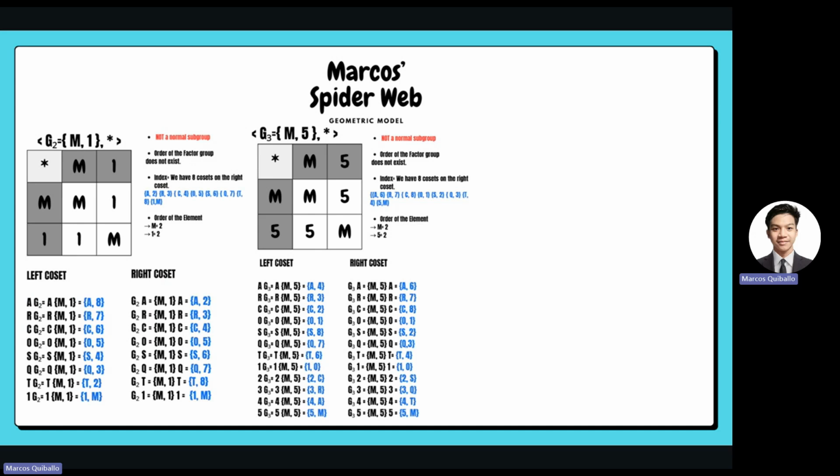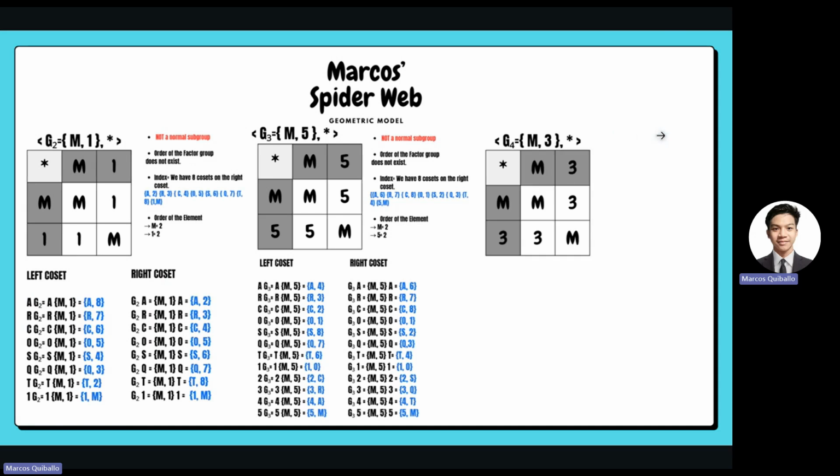So for our index, here we have 8 cosets on the right coset, which are the set containing A and 6, R and 7, C and 8, and the set for O and 1, the set of S and 2, the set containing the elements Q and 3, the set containing P and 4, and lastly, the set containing the elements 5 and M. So the order of the element for M is 2 and 5 is equal to 2.